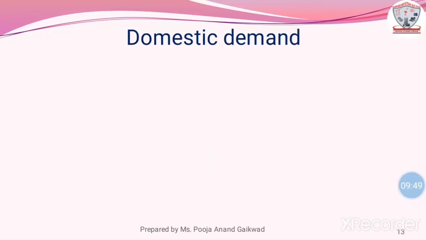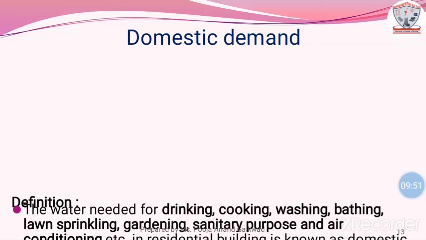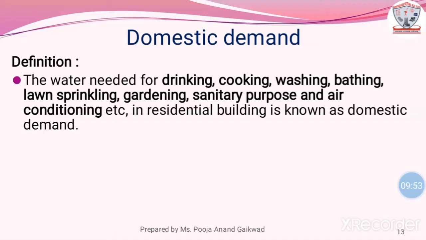Domestic demand. Definition. The water needed for drinking, cooking, washing, bathing, lawn sprinkling, gardening, sanitation purposes, and air conditioning, etc. in a residential building is known as domestic demand.